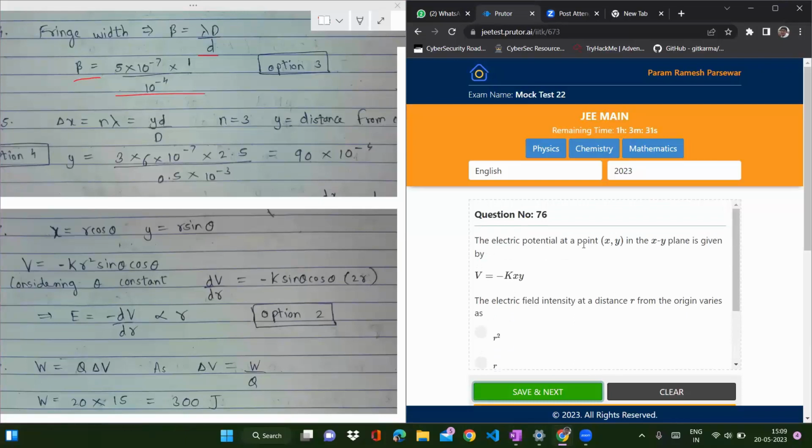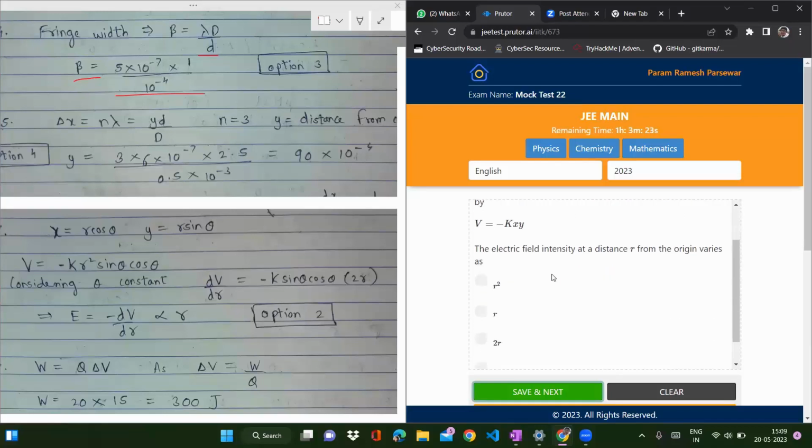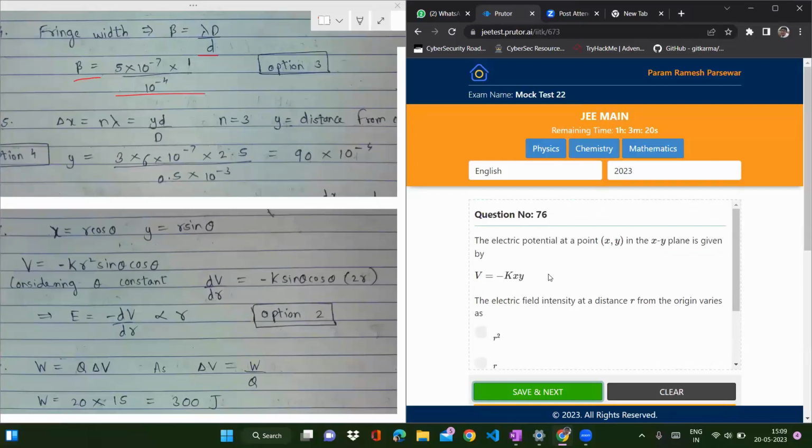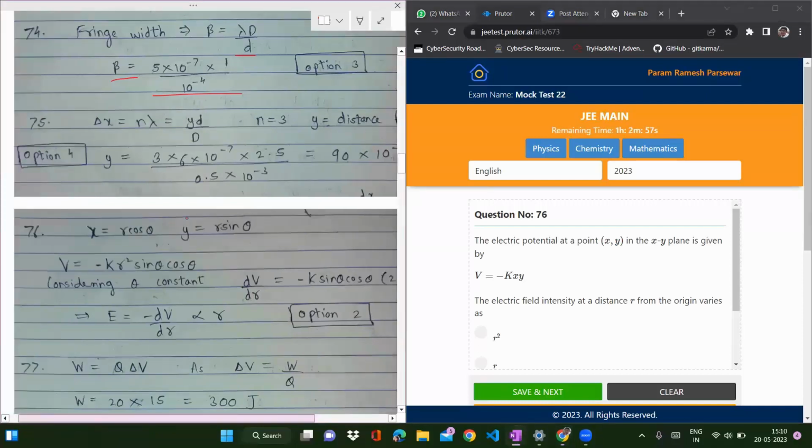Now question number 76. The electric potential at a point x comma y in the xy plane is given by V equals minus kxy. So in the xy plane the electric potential is given, and the electric field intensity at a distance r from the origin varies as what? Now it is asked for the variation of electric field intensity with respect to r, but it is given with respect to x comma y. So we need to convert this x comma y relation to an r theta relation, where x comma y are of the Cartesian coordinates and r theta are of the polar coordinates.